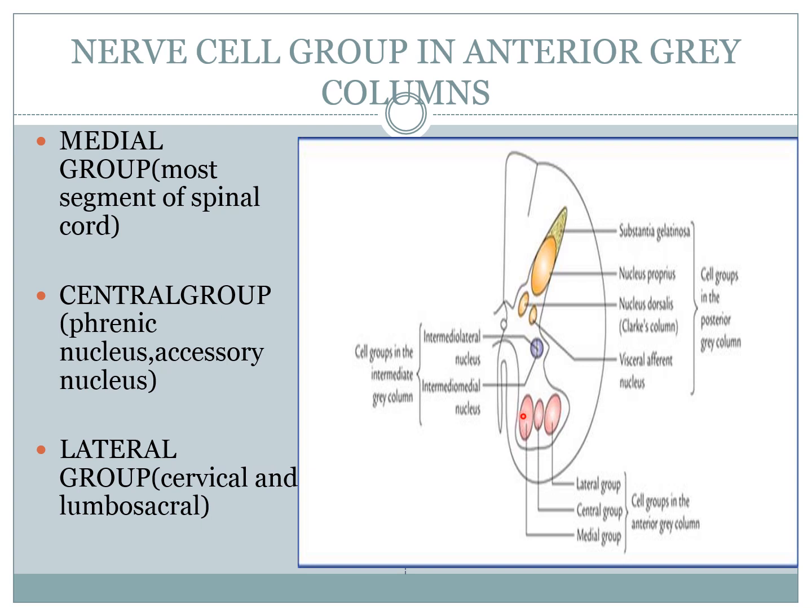First of all, the medial group. It is present in almost the whole length of the spinal cord, and it supplies the muscles of the neck, trunk, and abdomen. Then we have the central group. The central group is only present in the cervical and lumbosacral region. In the cervical region, the neurons which are present supply the diaphragm. The collection of these neurons is collectively called the phrenic nucleus.